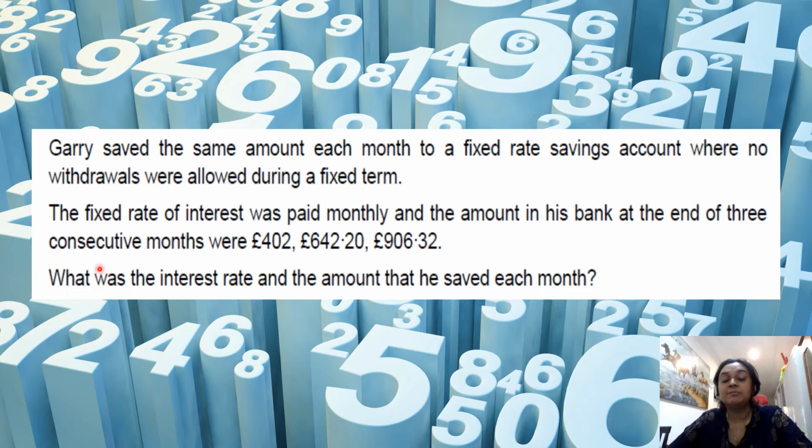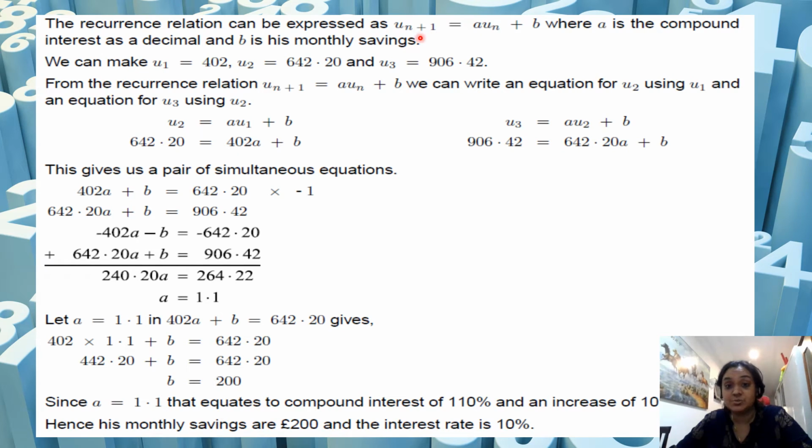So what we need to determine here is what was the interest rate and the amount that he saved each month. In order to solve this problem, based on the information provided, we need to do some consideration. It is expressed as U(n+1) = aU(n) + b, and we have to decide what a and b are. A is the compound interest, as a decimal, and b is the monthly savings.